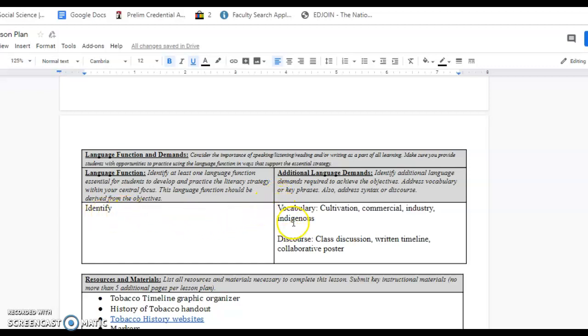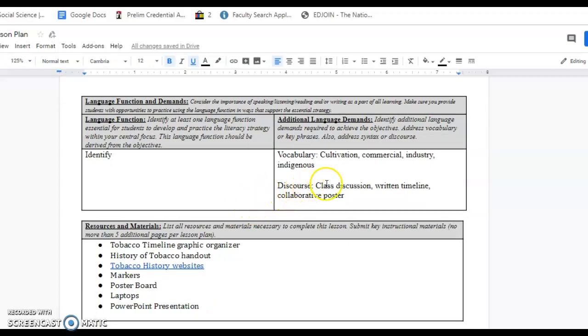Vocabulary, there's going to be a couple of words that maybe students aren't familiar with, such as cultivation, commercial, industry, indigenous. Some of these words might have a double meaning, but that's why we included them here, because they are in the history context.